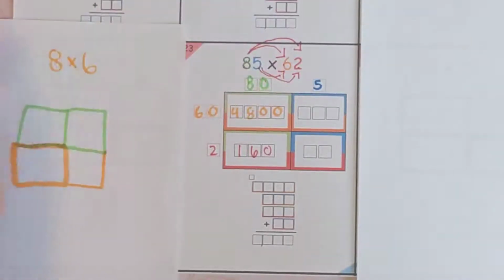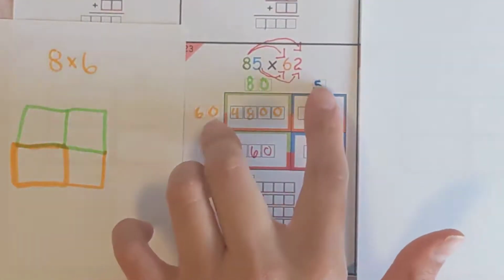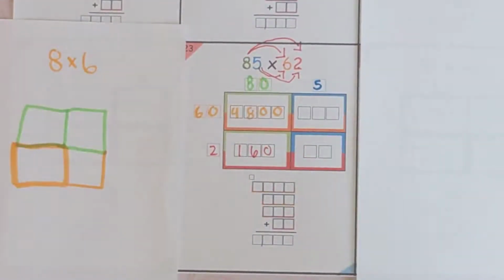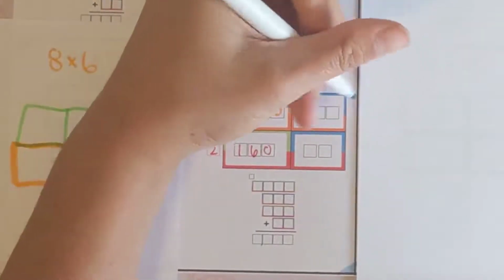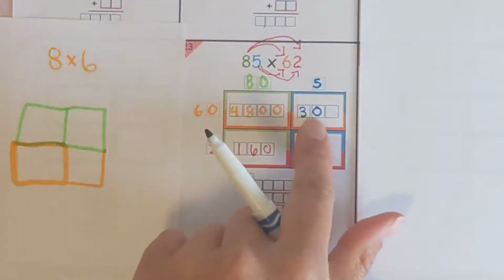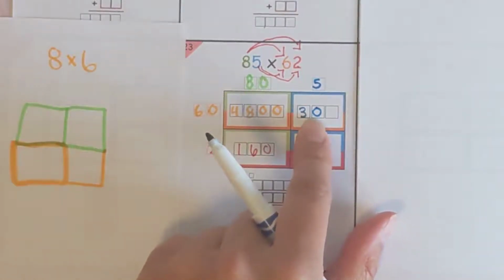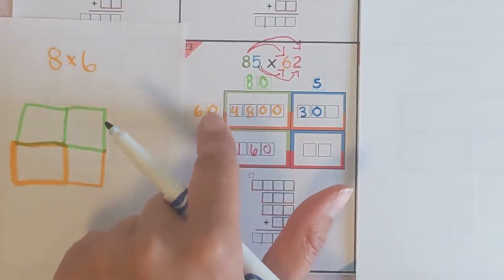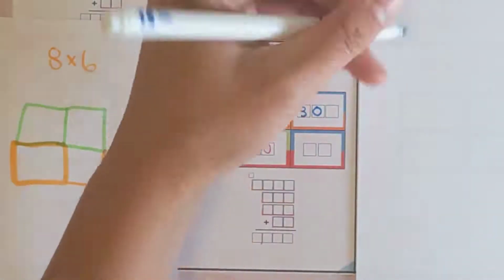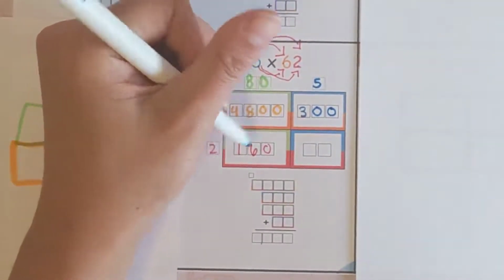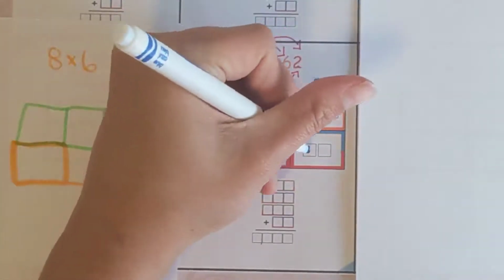Let's do the 5 now. So the 5 is going to multiply against the 60, and the 5 is going to multiply against the 2. Let's do this box first. 5 times 60. Forget about the 0 and just do 5 times 6. 5 times 6 is 30. Then we need to put that 0 back in. To do 5 times 60, you still have to put this 0 into whatever you get. We got 30 and then put a 0 in. So 5 times 60 is 300. Now we're going to come down and do 5 times 2. 5 times 2 is 10.